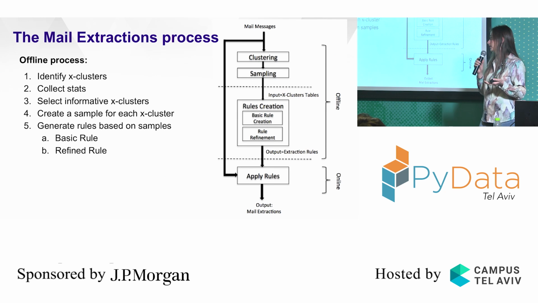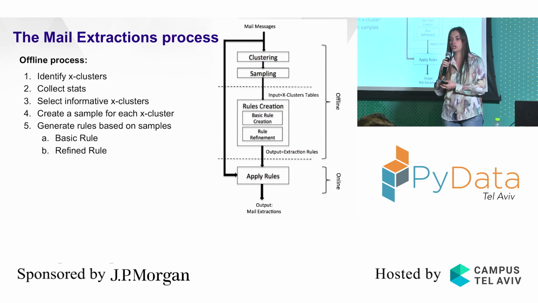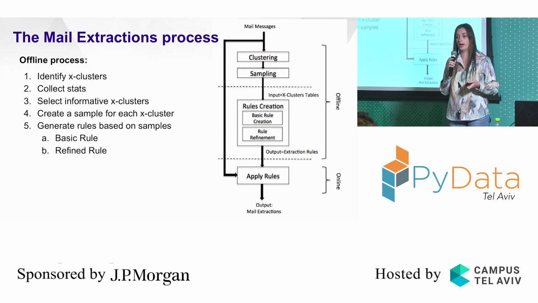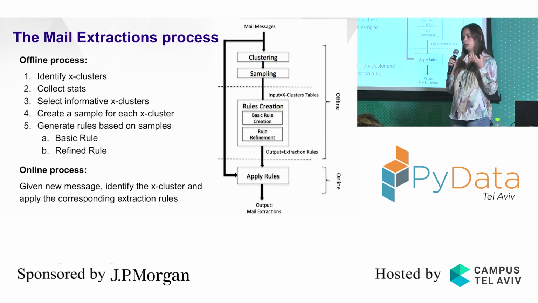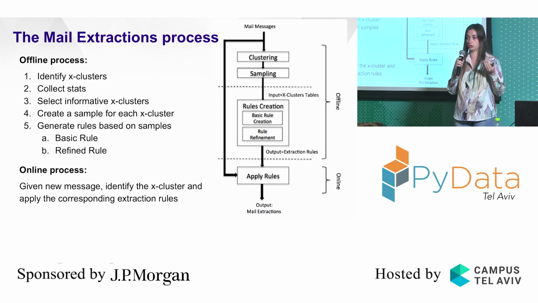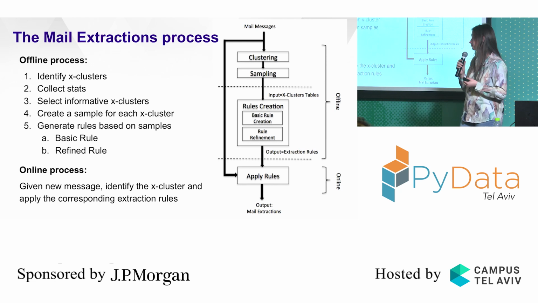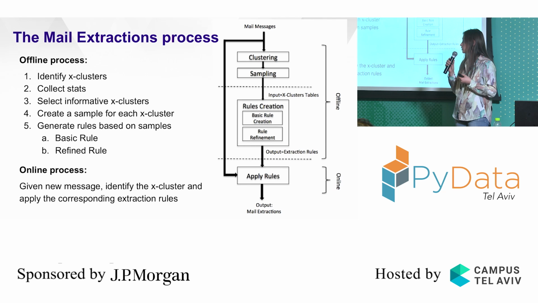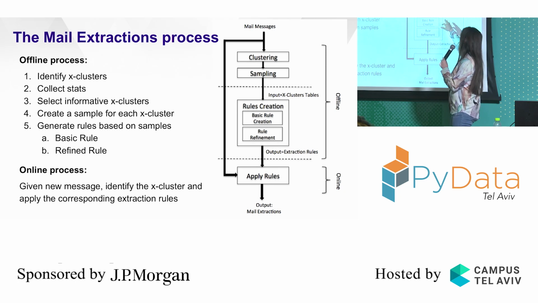Actually, in the offline part, we generate the extraction rule that we will later apply on a new message associated with the same X cluster, and then we will be able to know what the extraction values are online. How does the offline process go? We need to collect a sample of messages for each X cluster. And for this X cluster, the input is the X cluster table.